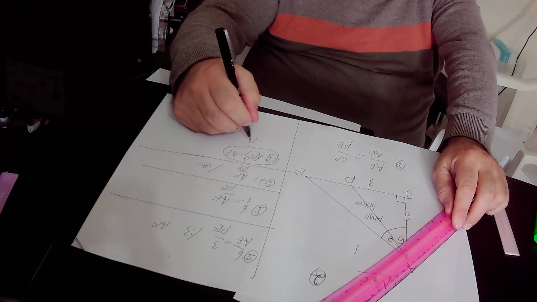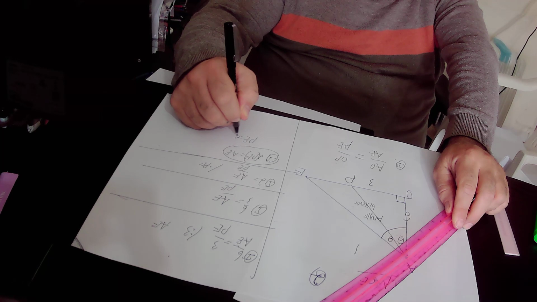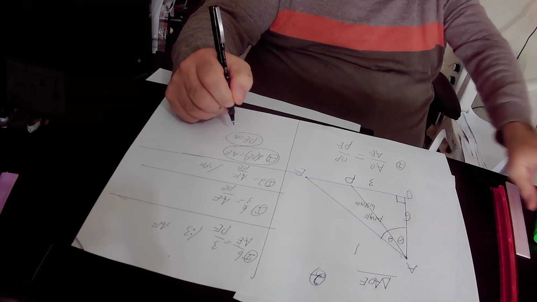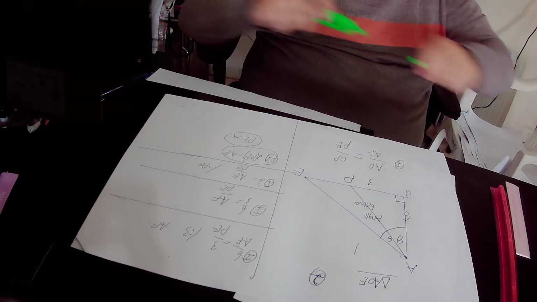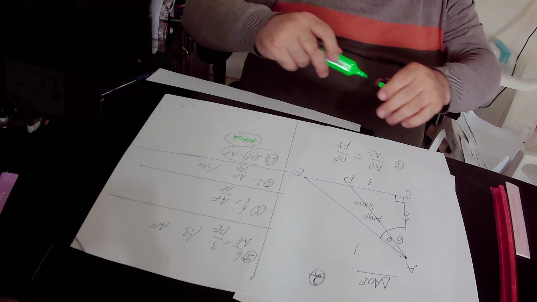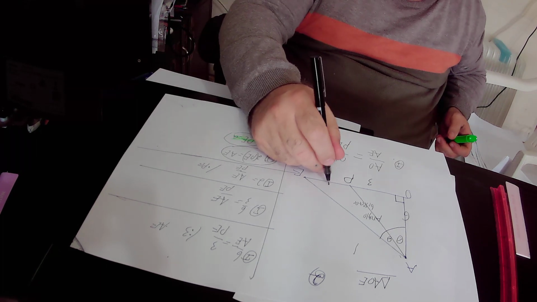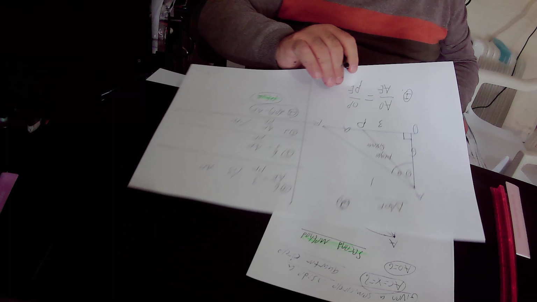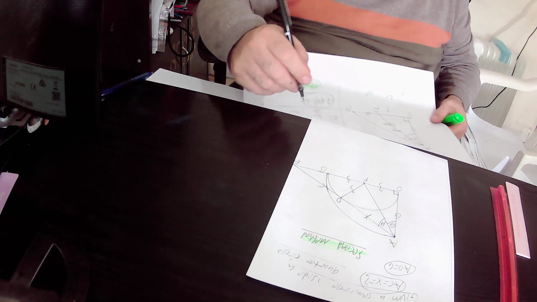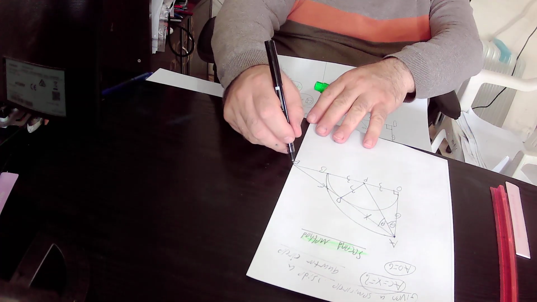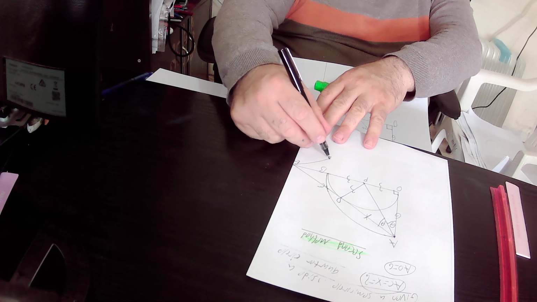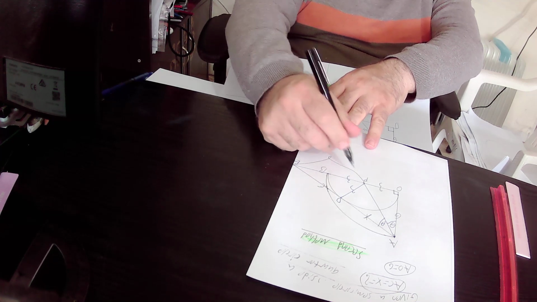We define PE as a. Again, PE equals a according to our definition. So you can write down that PE equals a. And here also PE equals a.